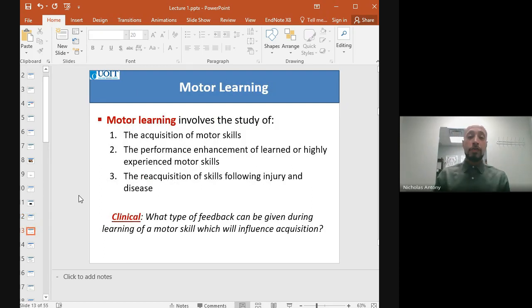Motor learning specifically involves the study of the acquisition of motor skills, the performance enhancement of learned or highly experienced motor skills, so taking an amateur athlete and making them elite, for example. Something that you've already learned, how do you make it better? Or the reacquisition of skills following injury and disease. All of those involve a learning component: learning a new task, relearning a task that you were unable to do because of an injury, or taking a task that you are able to do well, but learning to do it even better. Those all involve motor learning.